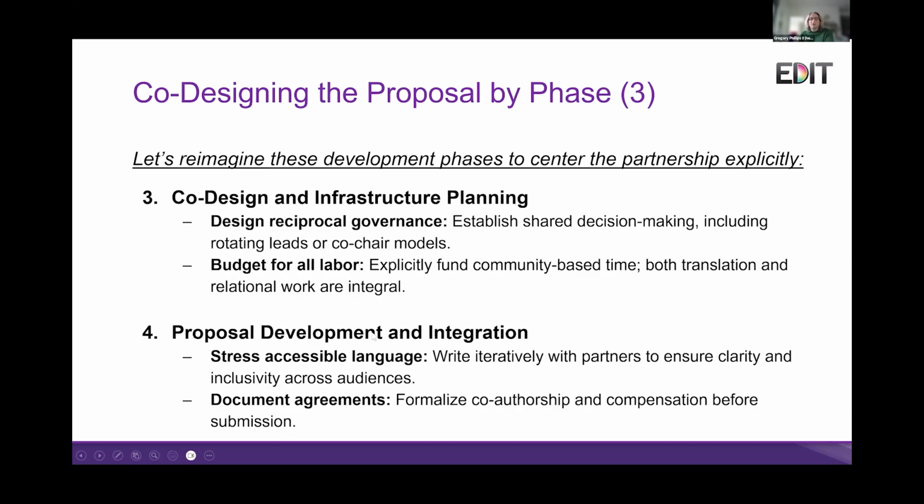Then moving to the co-design and infrastructure planning. Here, we want to make sure we have this reciprocal governance, shared governance model. Going into a project without shared decision-making is going to set up for a really difficult situation. So starting early about what decision-making looks like, how you're rotating leads or co-chairs, who's taking the lead on what, all of these are going to be critical for making sure there's this shared governance throughout the partnership.